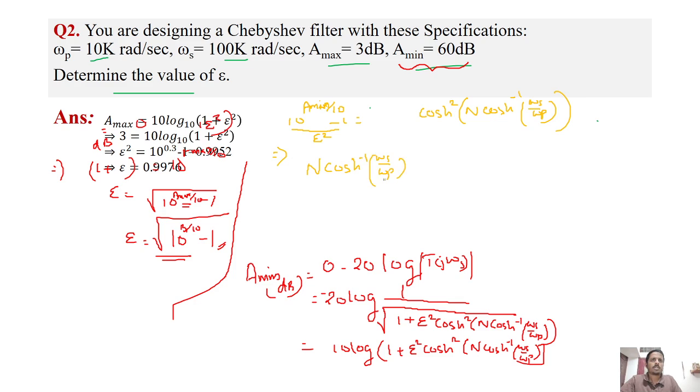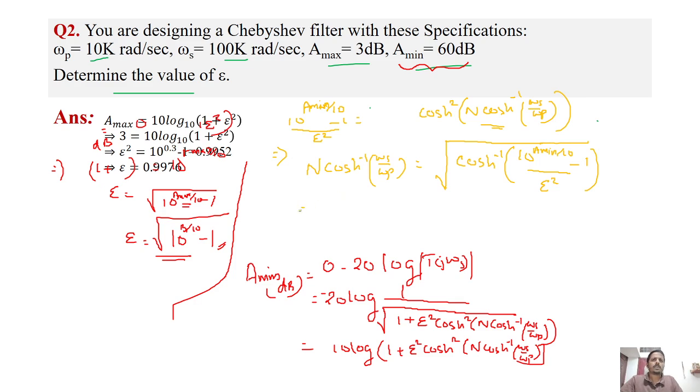Okay, so what I can do is, this is the square of cosh of this term, right? So what is this term? It is the root, since it's a square. So root of cosh inverse of the LHS. So cosh inverse of (10 power A minimum by 10 minus 1) by epsilon square.